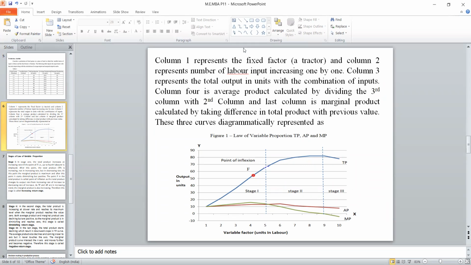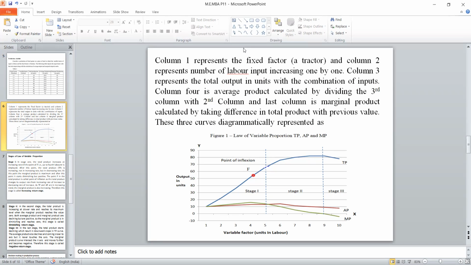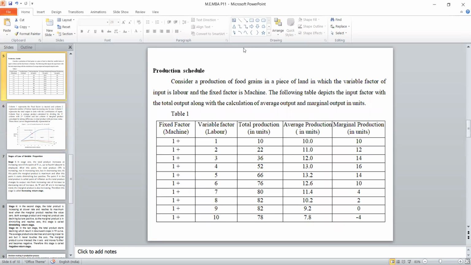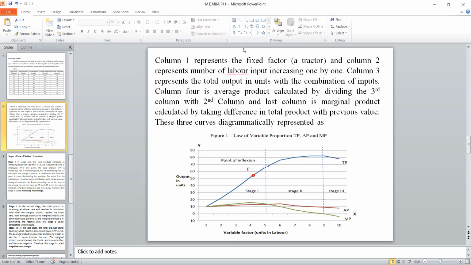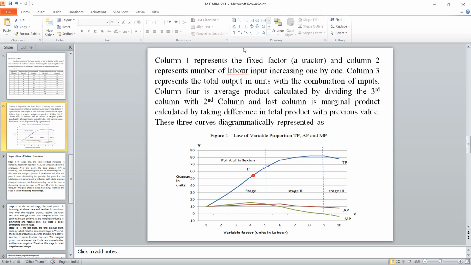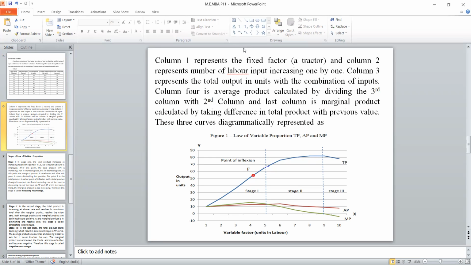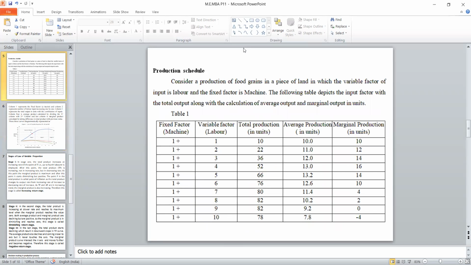First, we will draw the total output. For the first laborer, it is 10. You can see 10. For the second laborer, it is 22. So it is increasing. For the third laborer, it will become 36. So we have to draw those values: 10, 22, 36, 52. That is called total productivity or total production. Similarly, the average we are measuring in a red line, and the green line represents the marginal product.